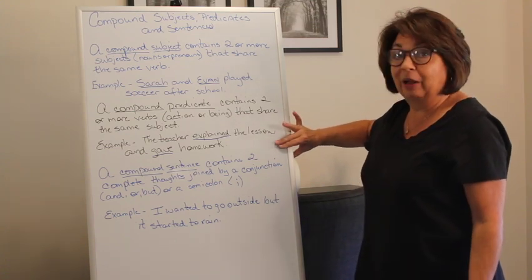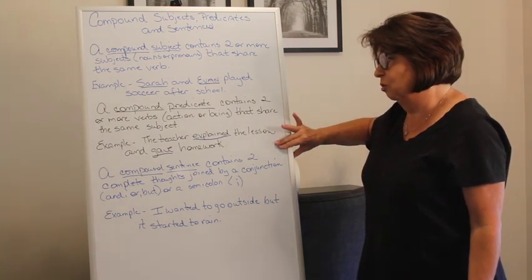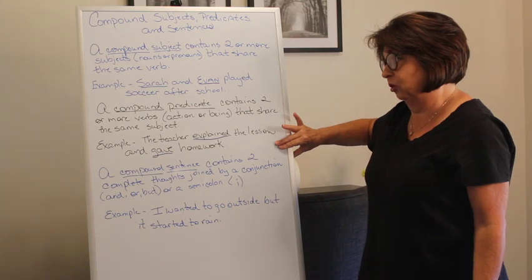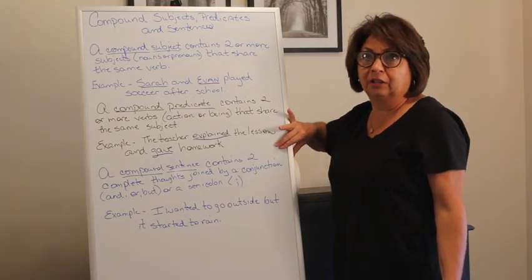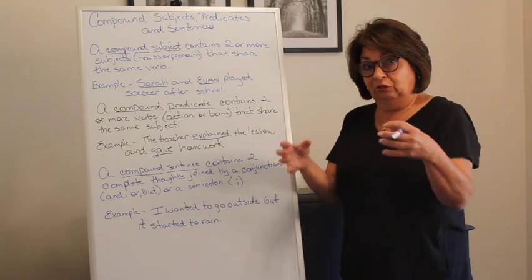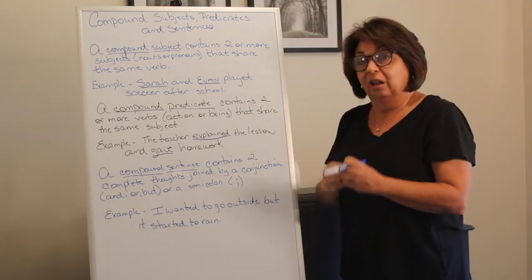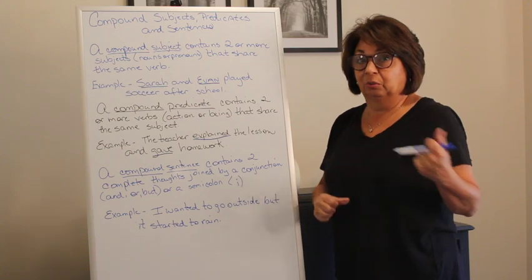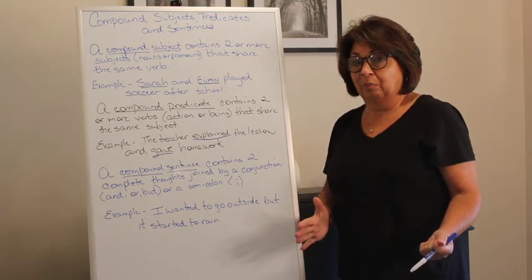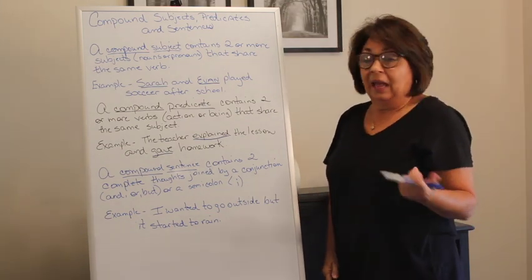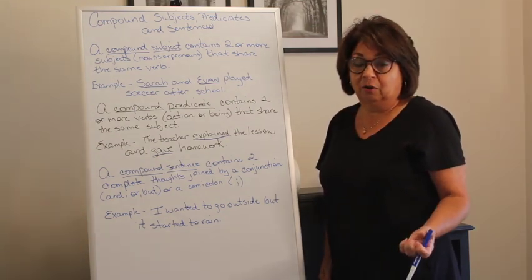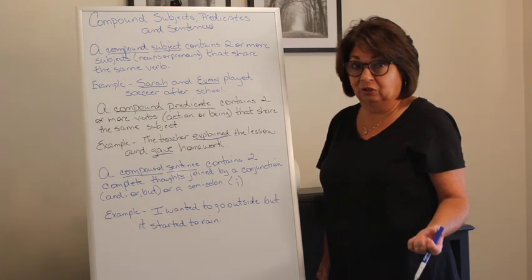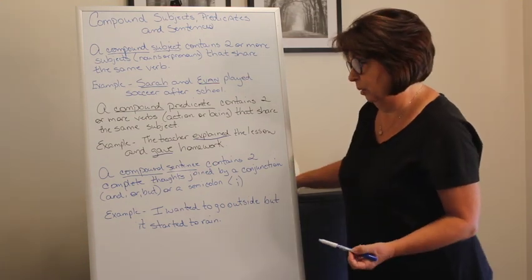Finally, a compound sentence contains two complete thoughts joined by a conjunction. And the conjunction can be words like and, or, but, so, things that would take two sentences and put them together. A sentence is a complete thought. It starts with a capital letter and ends with some type of punctuation. Usually the punctuation is either a period for a statement, a question mark for a question, or an exclamation point if it shows excitement. So let's look at our example sentence.